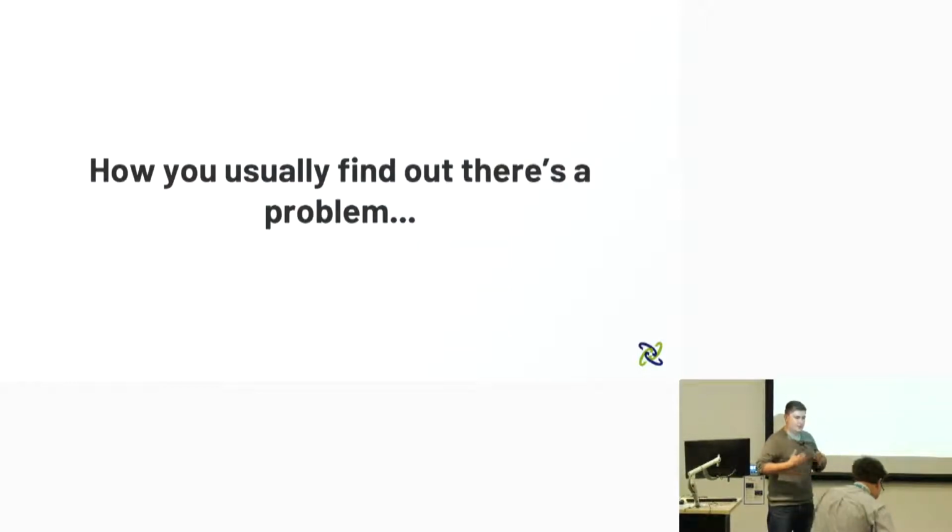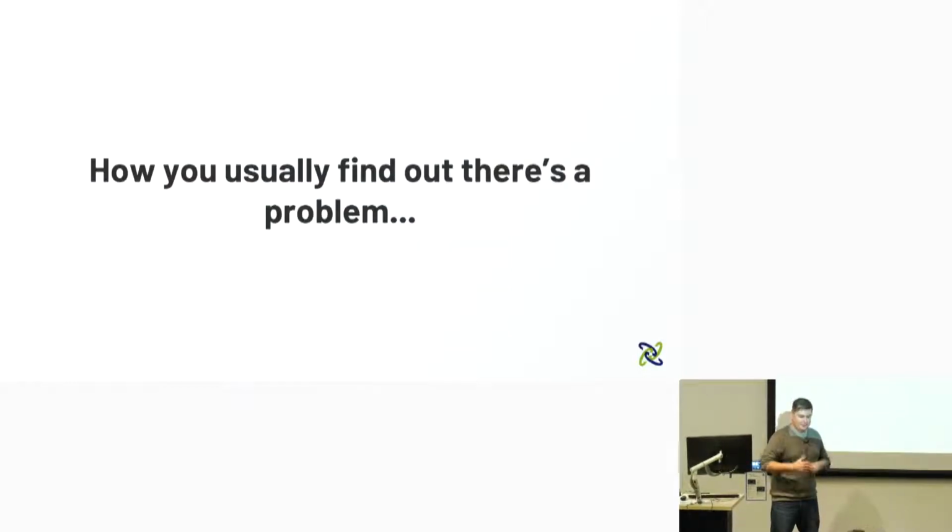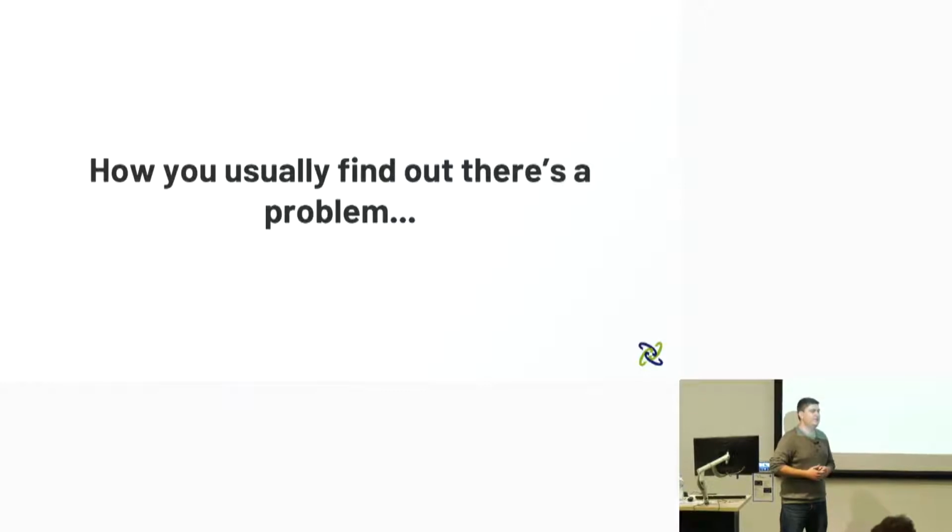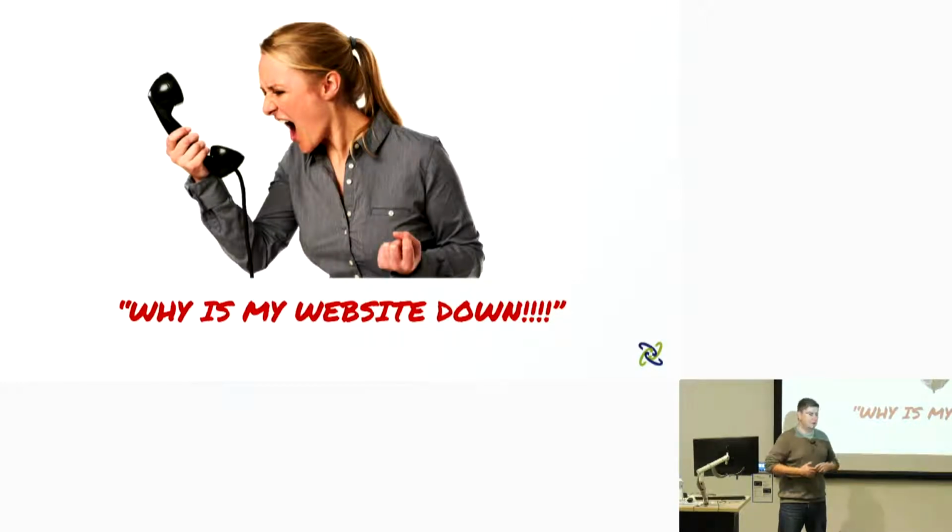So normally if you're in agency work and developer work, how you usually find out there's a problem, it normally starts with the customer. There's the angry phone call: my website's down, don't you know I'm losing thousands and thousands of dollars here, what are you guys doing?